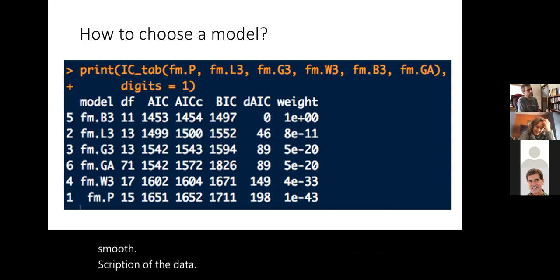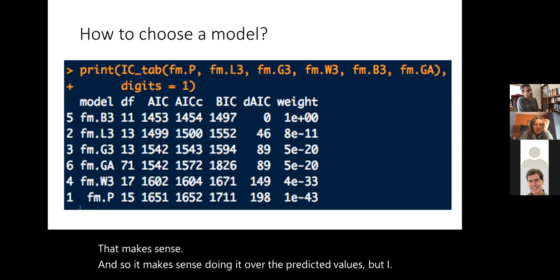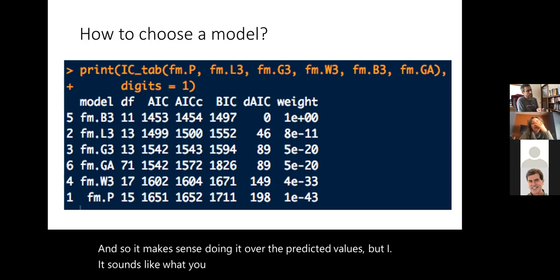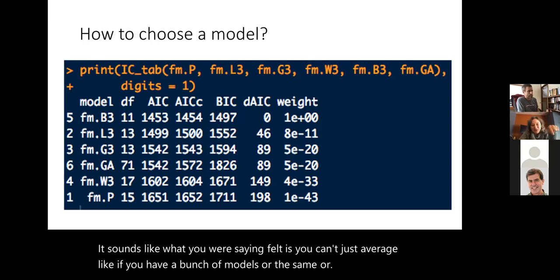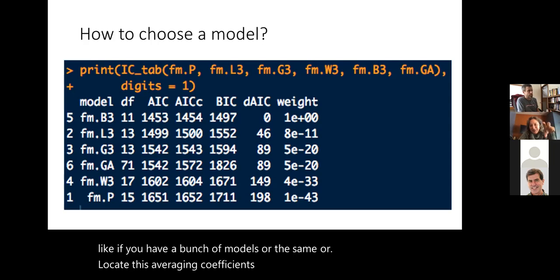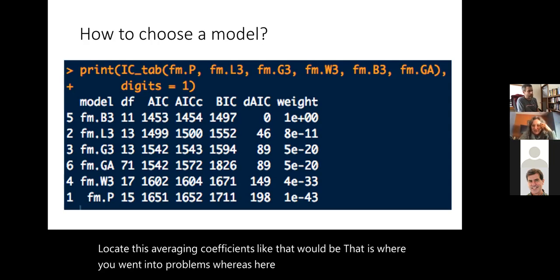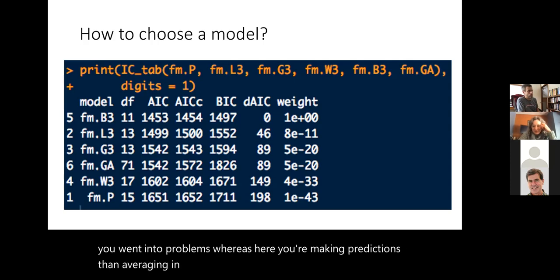That makes sense. And so it makes sense doing it over the predicted values, and it sounds like what you were saying, Philip, is you can't just average the coefficients. That is where you run into problems. Whereas here you're making predictions and then averaging the predictions. Is that right? That's right.